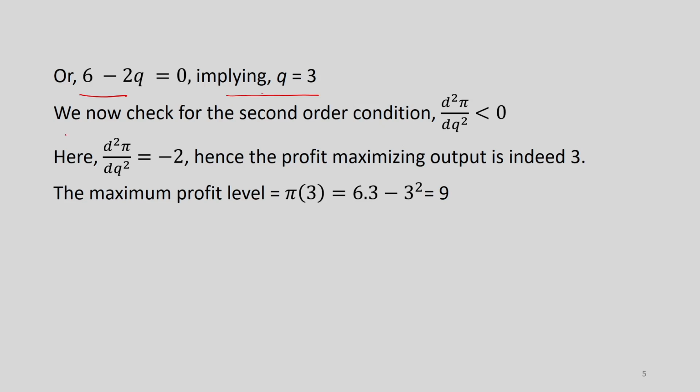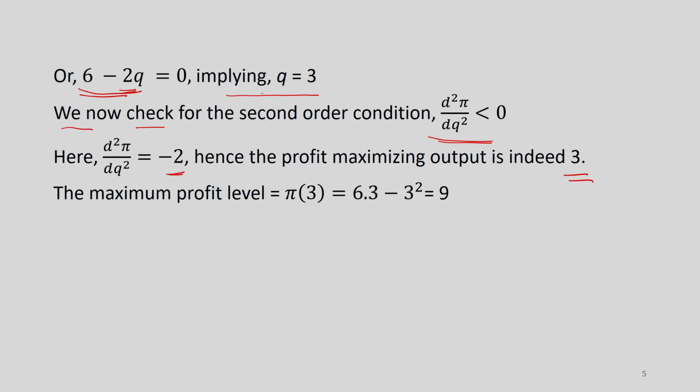But we now also need to check the second order condition. Here the second derivative of the profit function that we have to check turns out to be minus 2. This was the first derivative of the profit function; if you differentiate this with respect to q, you get minus 2. So, that is our second order condition and it is being satisfied. So, the maximum profit is going to occur at output level 3.